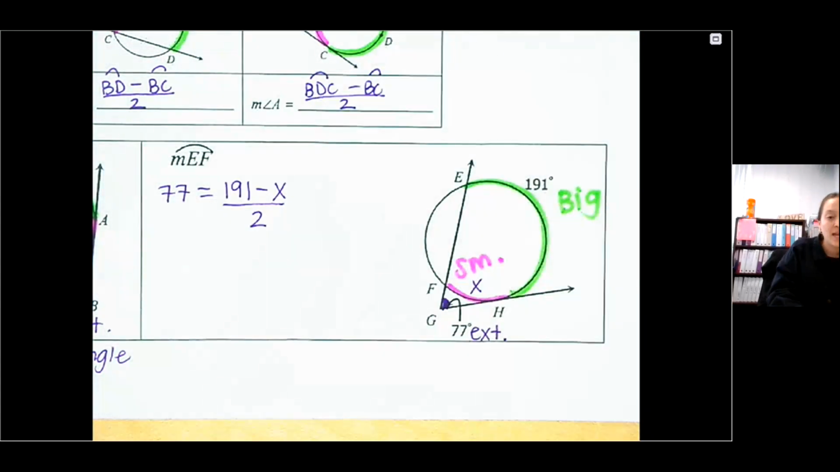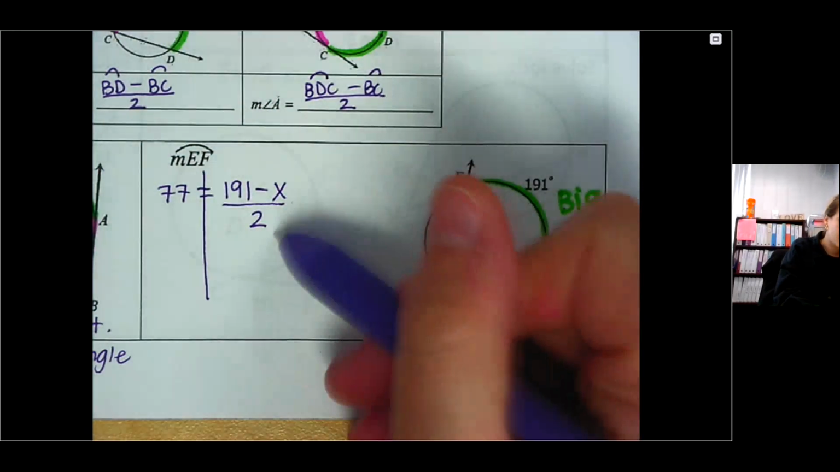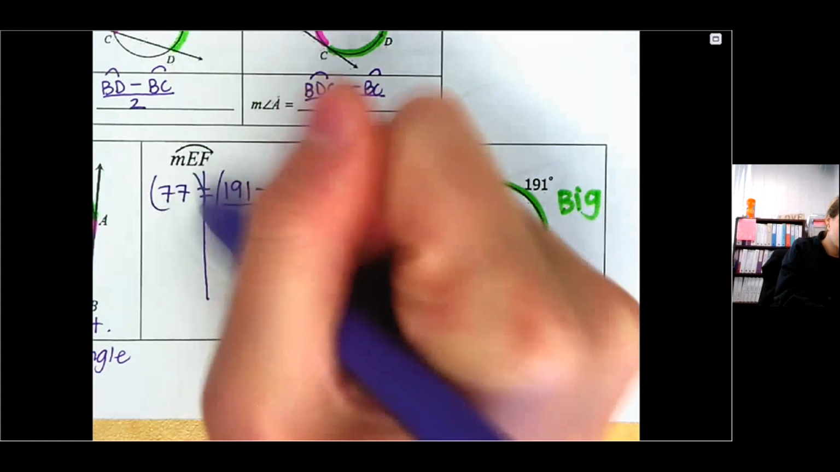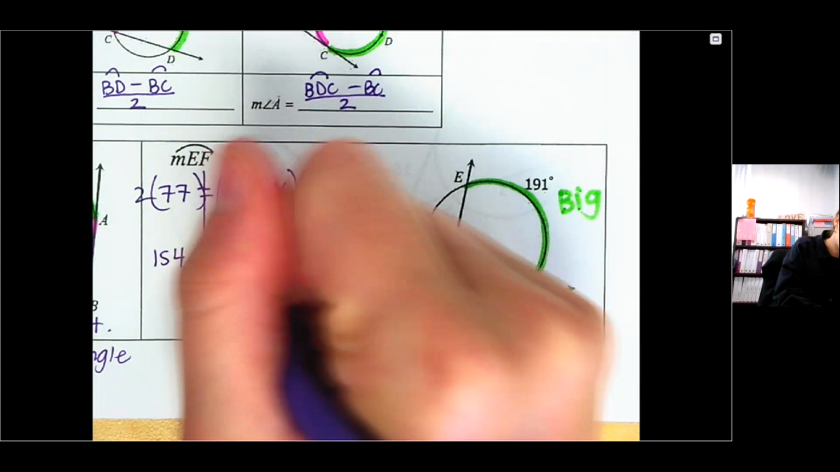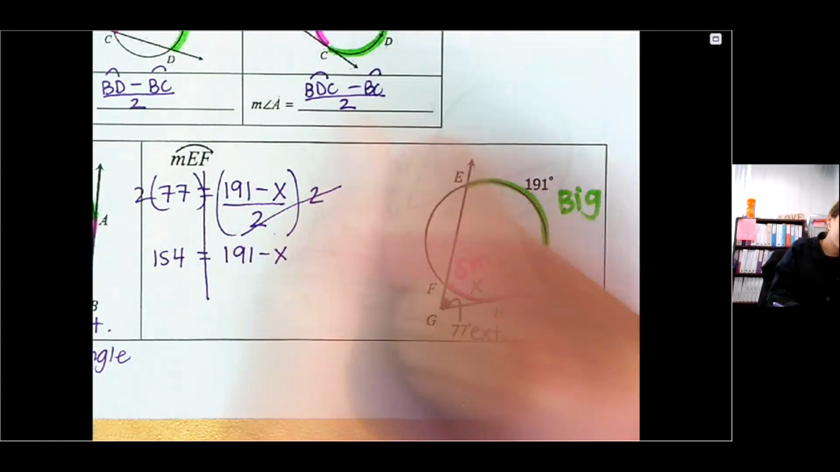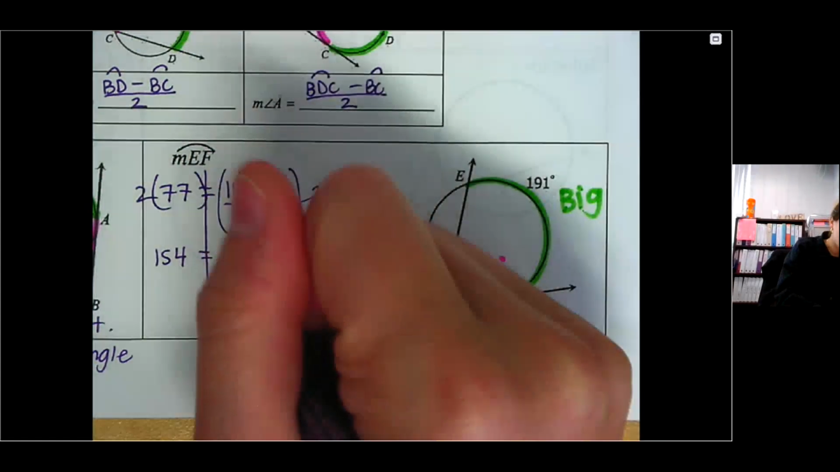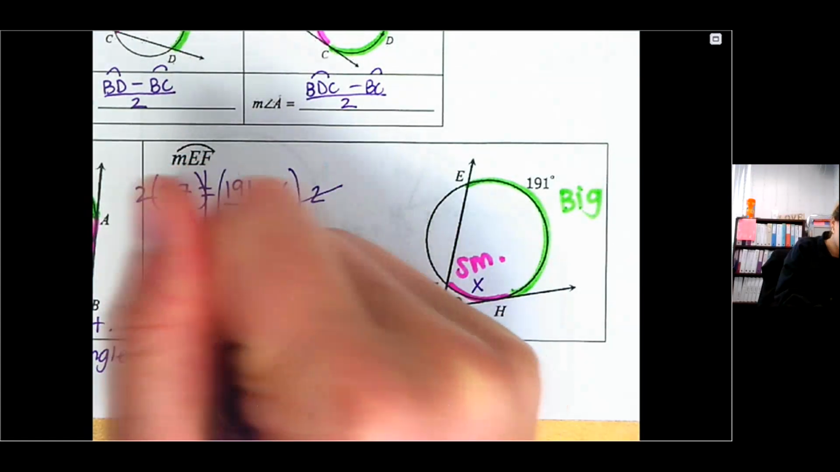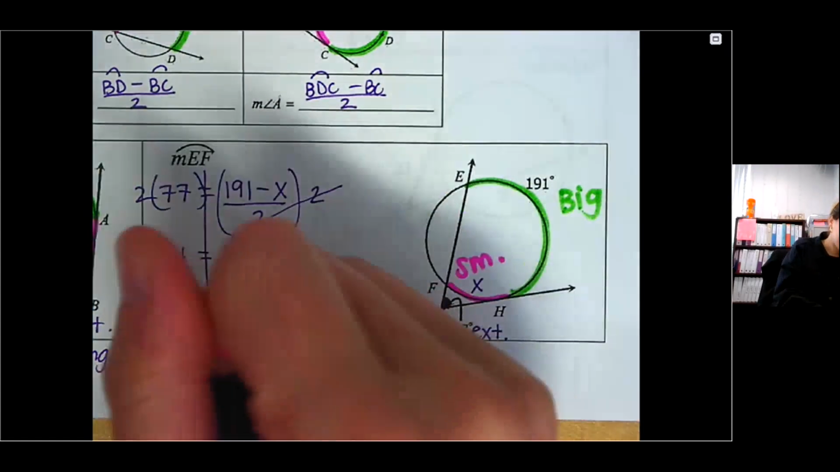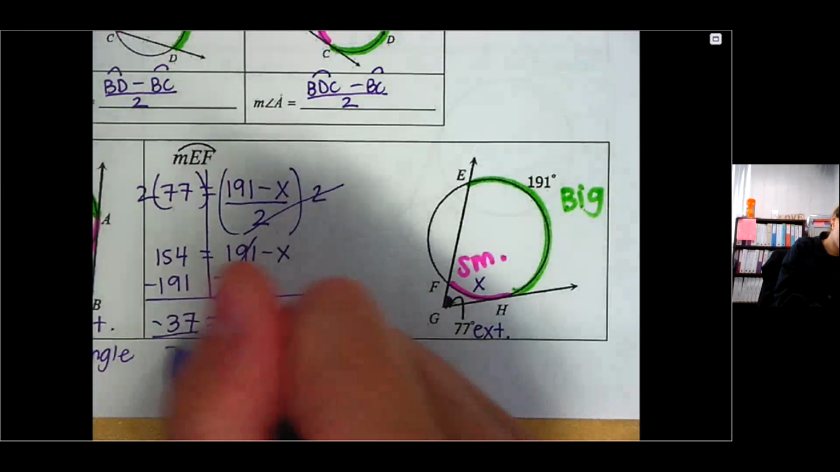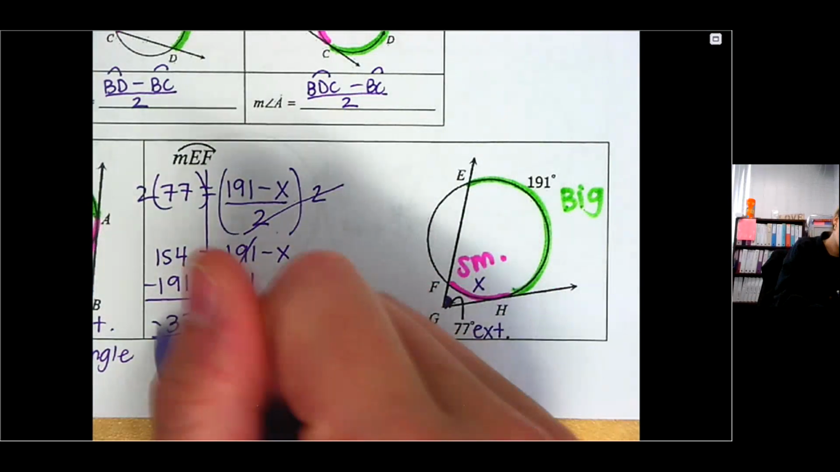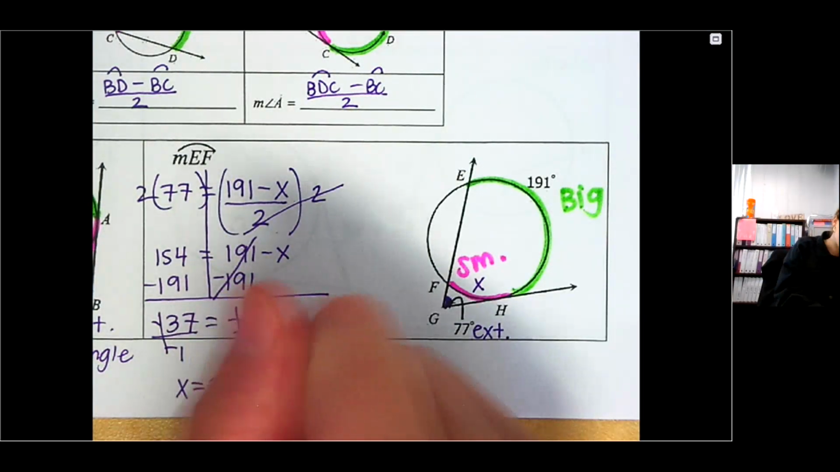minus small over 2. And this just becomes an algebra problem like we've done before. To get rid of the divided by 2, I'm going to multiply both sides by 2. I get 154 equals 191 minus X. To get X by itself, I subtract the 191 from both sides. I get negative 37 equals negative X, and then divide both sides by negative 1 to get rid of that negative sign. I get X equals 37 degrees.